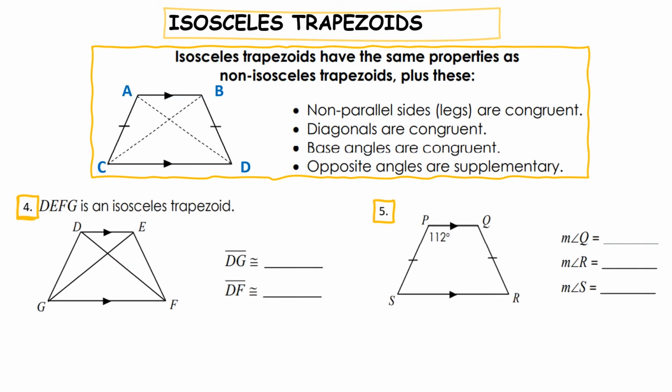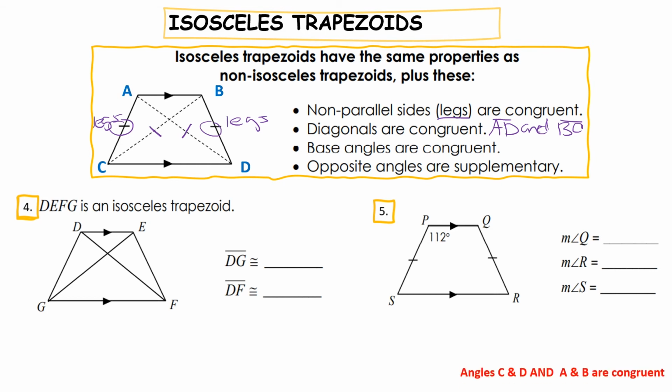All right, so let's take a look at isosceles trapezoids. They have the same properties as non-isosceles trapezoids, plus these properties. Non-parallel sides, which are the legs, are congruent. So BD and AC are legs right here. So these are congruent. Diagonals are congruent. So AD and BC are congruent. So put some congruence marks here.